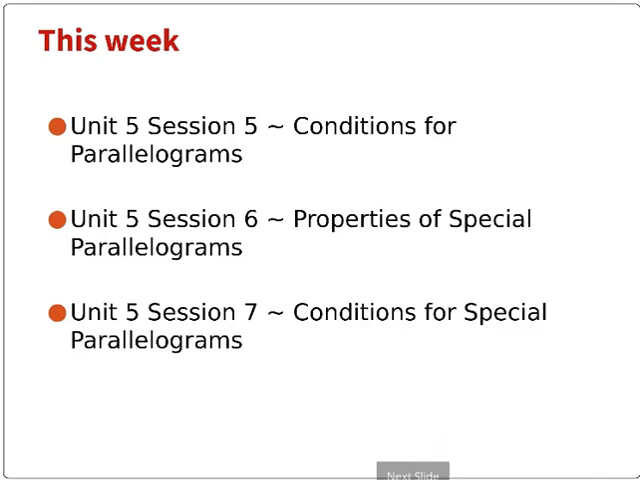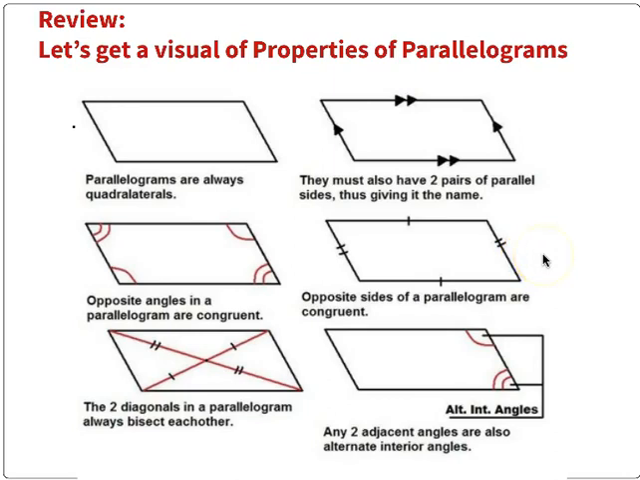Let's review some properties of parallelograms that we've learned about. Because the special types of parallelograms, squares, rectangles, rhombuses, those are types of parallelograms. So when we learn about those special types, they will have all of the properties of parallelograms and then some specific properties that make them a square or make them a rectangle or make them a rhombus. But all those quadrilaterals I just mentioned will all have the properties of parallelograms.